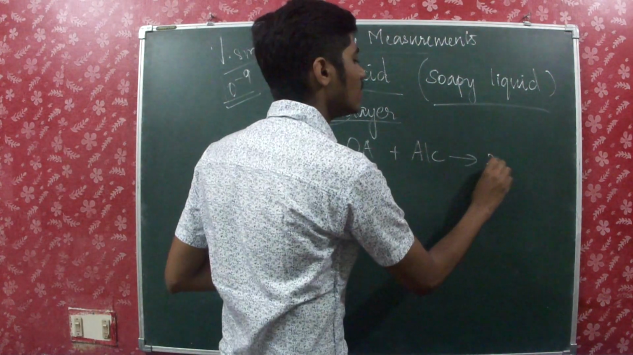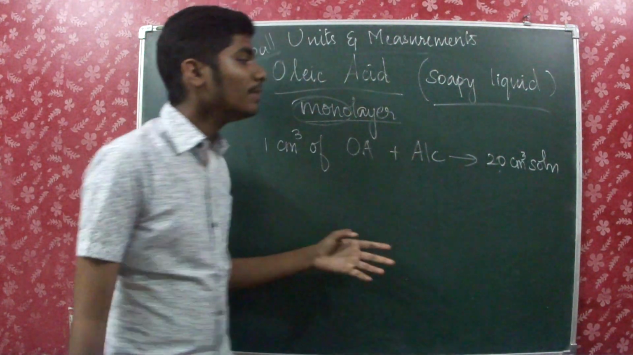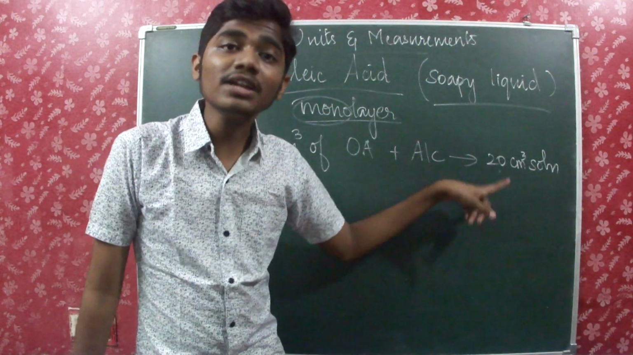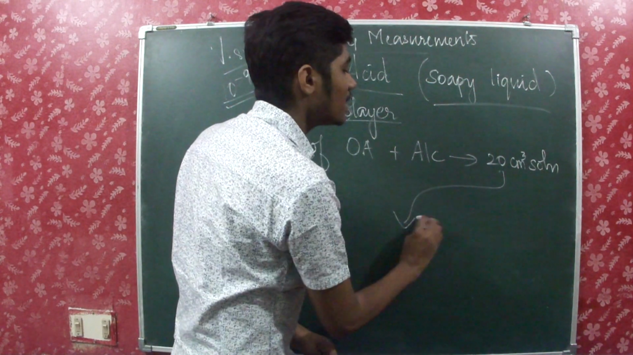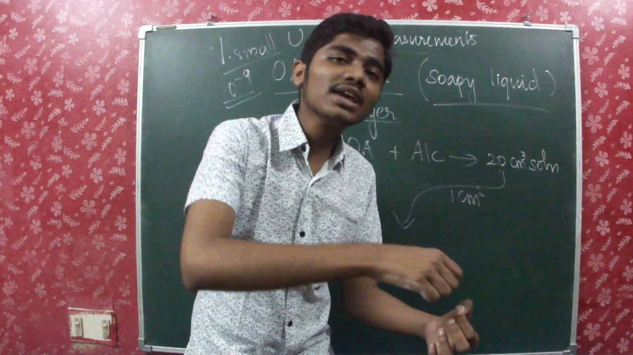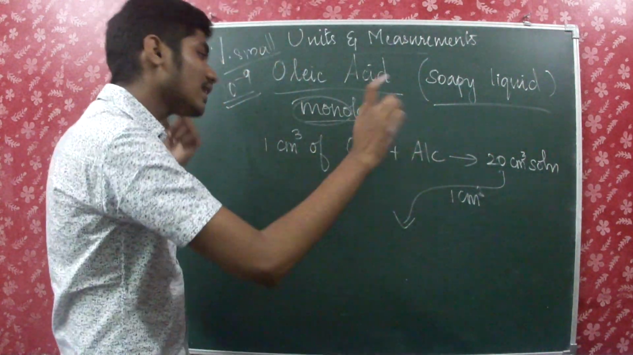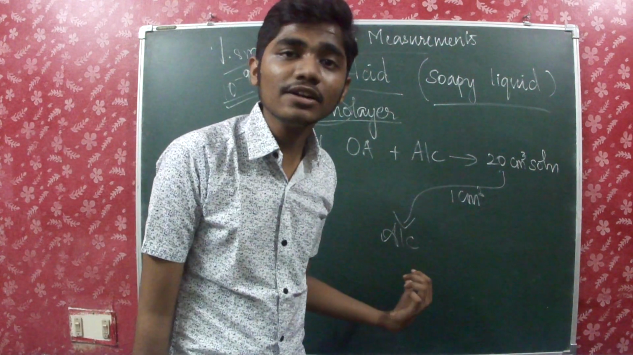Now you will be left with a 20 centimeter cube solution. From that solution, you are picking up 1 centimeter cube, and you are again adding it into alcohol.